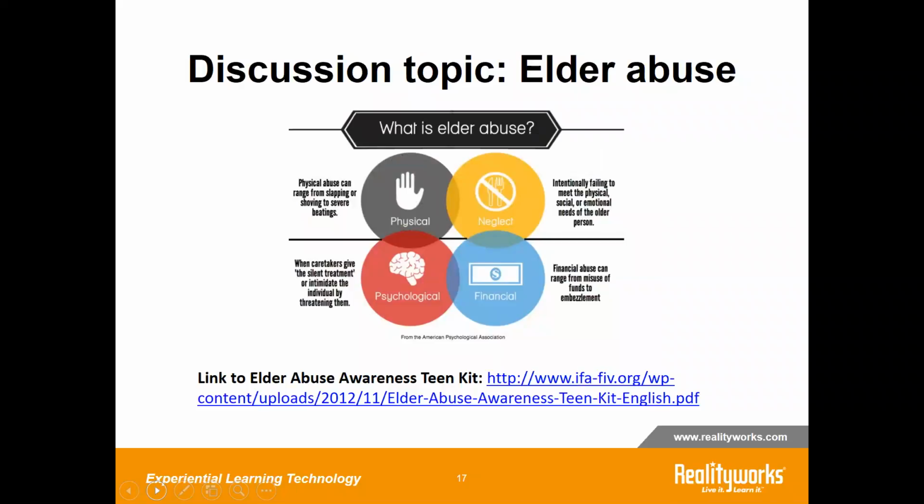Now, one link that we found that is on the screen in front of you and will be included in your follow-up communication links to an Elder Abuse Awareness Team Kit, which we really like because it includes just about everything you need to teach this topic: PowerPoint slides, activities, discussion topics, and more.